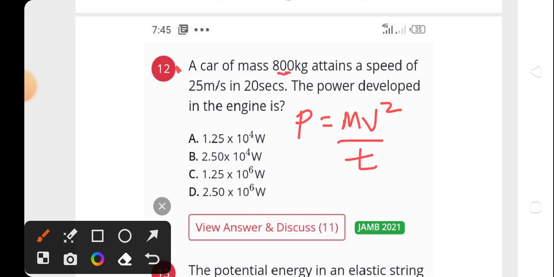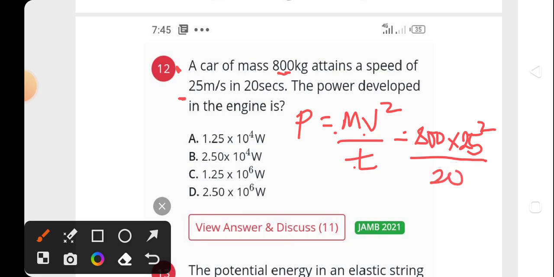To sai kai substitution. So wannan 800 kilogram ɗin shine value na mass, sai ka sa 800. Wannan kuma speed shine wannan 25 ɗin, sai ka sa times 25 squared divided by value na time wanda shine 20, divided by 20.